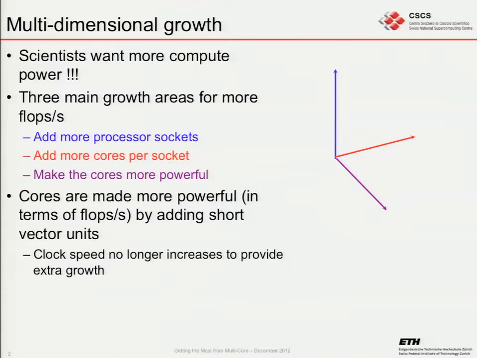More cores per socket. That's what we'll be looking at, the reason we have to look at threads and similar. But also, making the cores themselves more powerful. And the way this has been done is by adding short vector units. So we can't do clock speed increases anymore. That gives us all sorts of problems in power consumption and heat. So we have to use these short vector units.